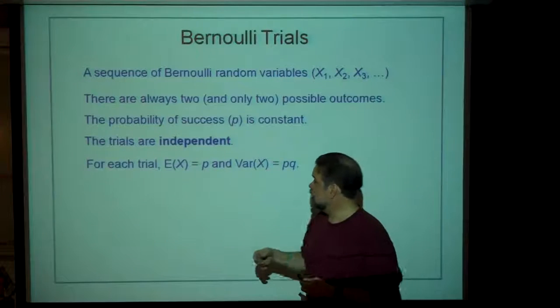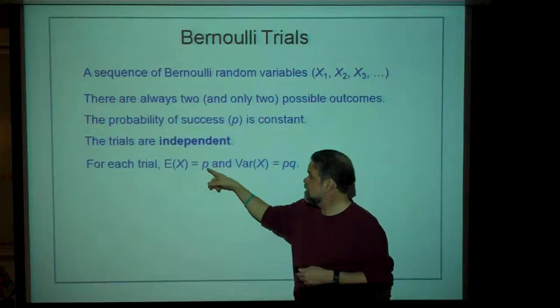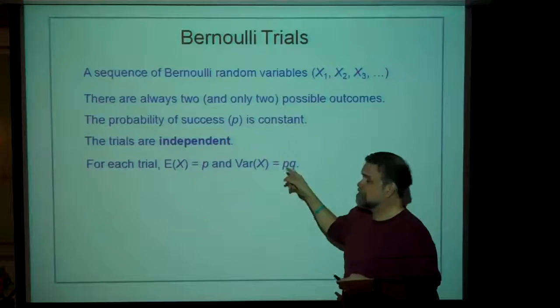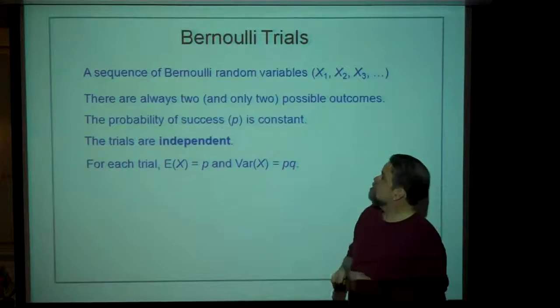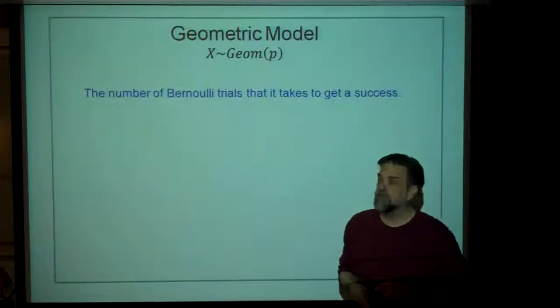And as we just saw a second ago, for each trial, the expected value of x is p, and the variance of x is p times q. Okay? So that's our Bernoulli random variable. Now let's look at the geometric model.